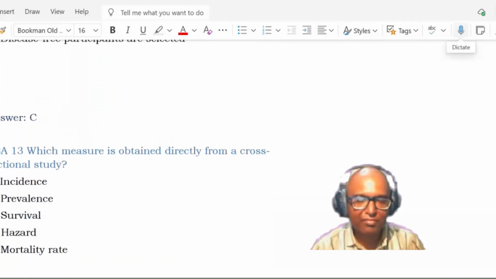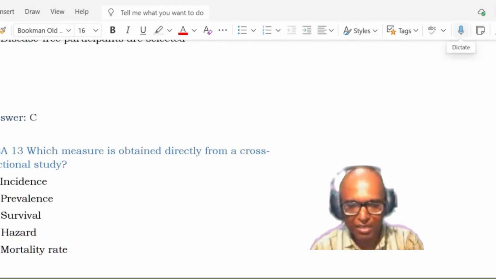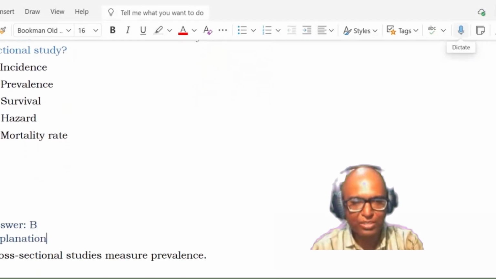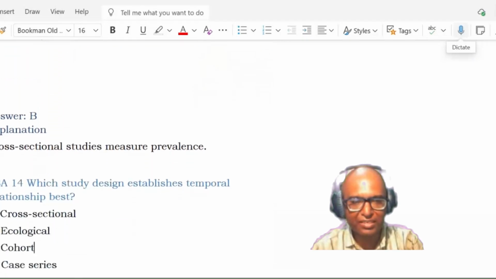Question number 13. Which measure is obtained directly from the cross-sectional study? A. Incidence, B. Prevalence, C. Survival, D. Hazard, and E. Mortality rate. So the answer is B, prevalence. Cross-sectional studies are also called prevalence studies. Cross-sectional studies will measure prevalence.